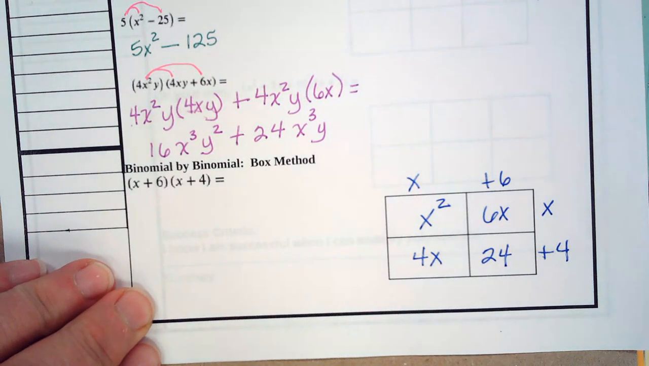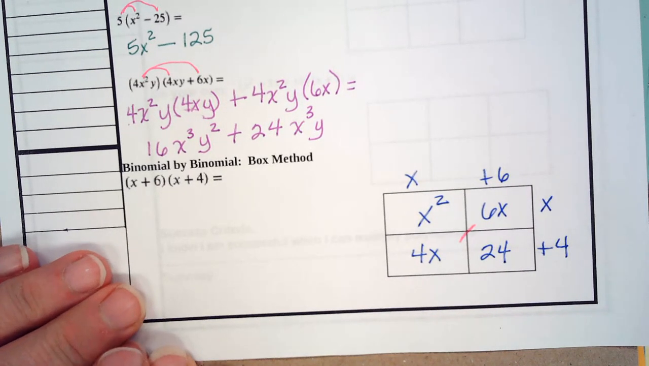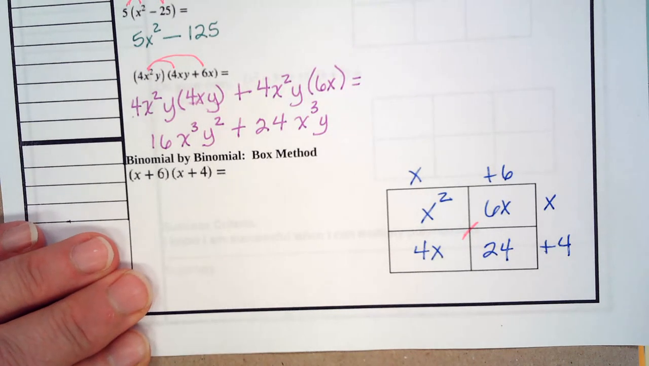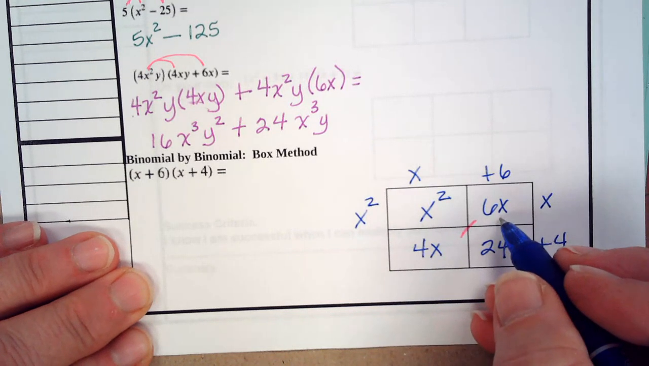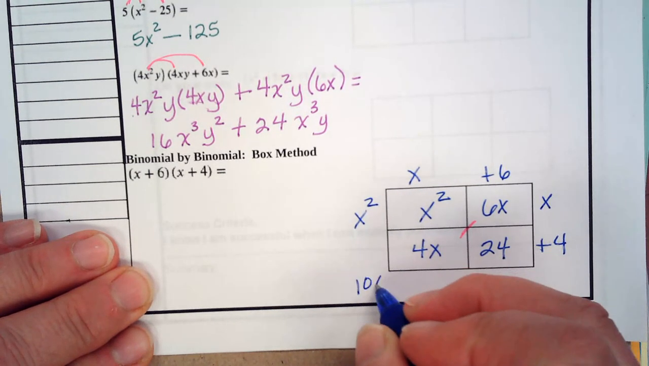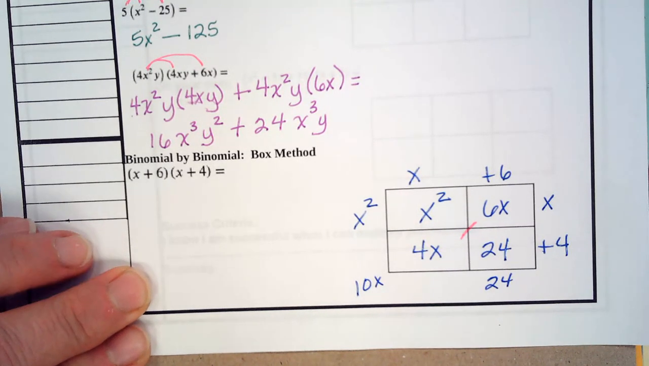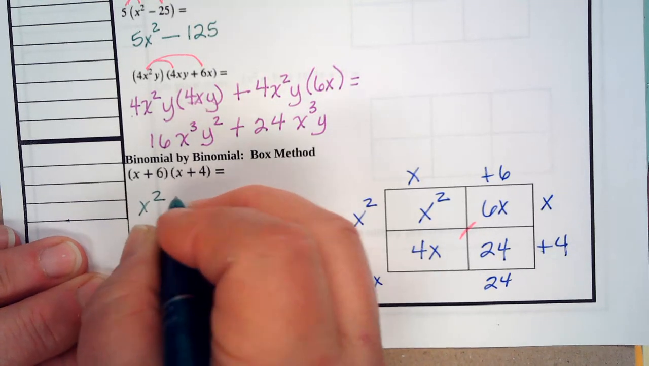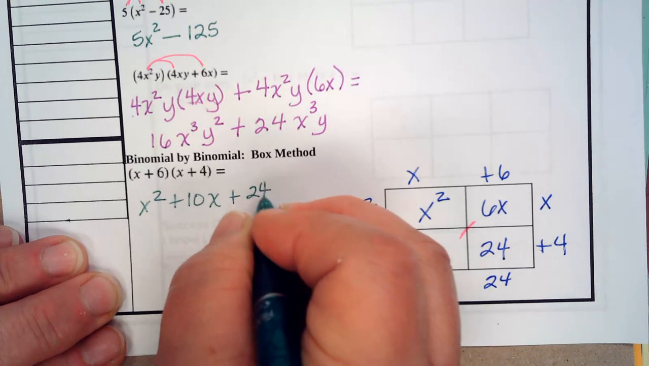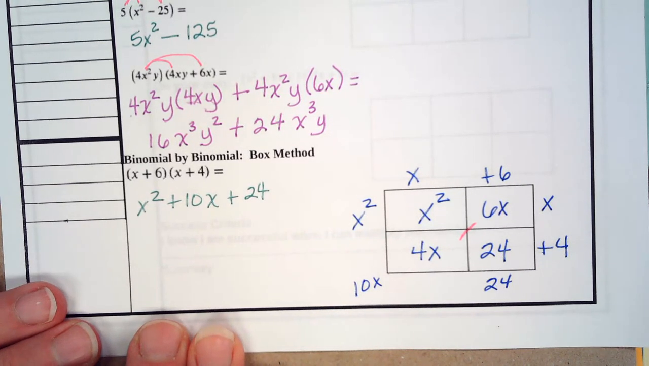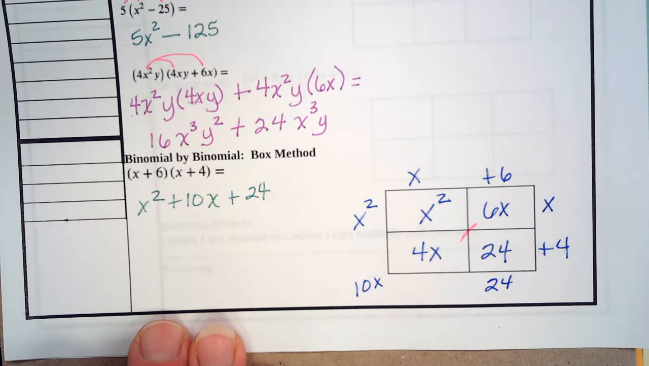The really nice part is that you look for your diagonal. Your diagonal is where you have to combine like terms. The x squared comes straight out. 6x plus 4x is 10x. The 24 comes straight out. So the answer is x squared plus 10x plus 24. Hopefully that makes sense. If not, back the video up and watch it again.